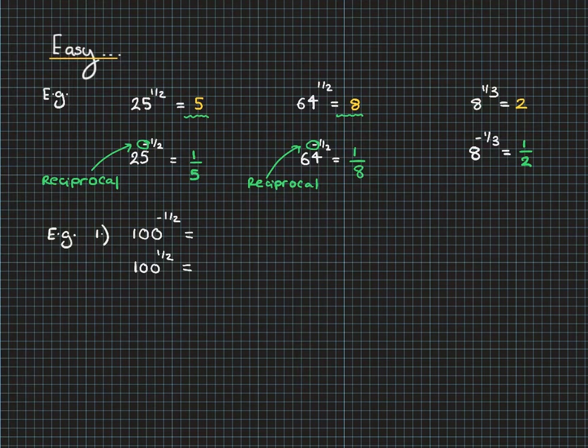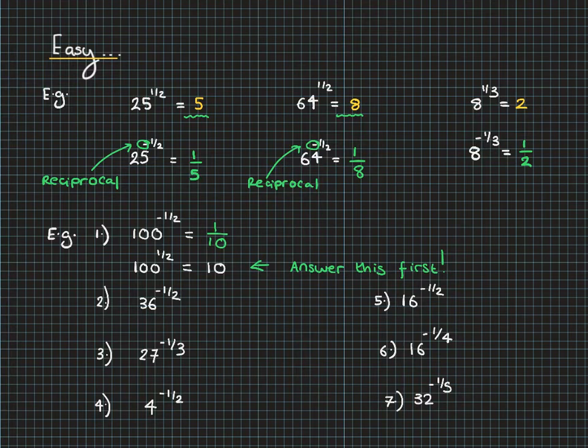What's 100 to the power of a half? Well, it's the square root of 100, which is 10. So the answer to the question above, what's 100 to the negative a half? It's the reciprocal, so it's 1/10. So you can make life easier by answering the easier question first. So your questions will pop up in a minute. Have a go at them.